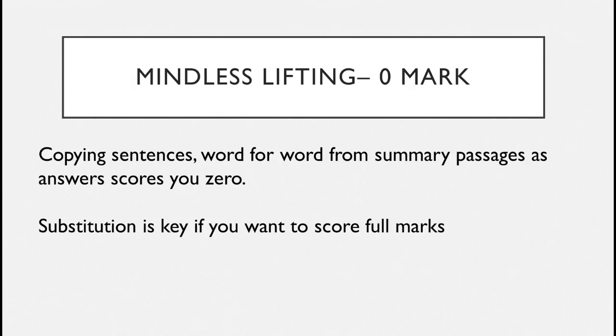Rule number 7. Mindless lifting. Have you ever heard of the teaser from children? Copy, copy, no answer, teacher, don't mark. Well, the same literally applies here. Copying word for word, sentence for sentence, and presenting that as your answer will mean that the examiner will not mark your answer. You will score 0 automatically for lifting words verbatim into your answers. What you must do is to find substitutes. Find synonyms that can replace some of the words within the passage. The goal of summary writing, after all, is to understand the passage and answer its questions in your own words as best as possible.